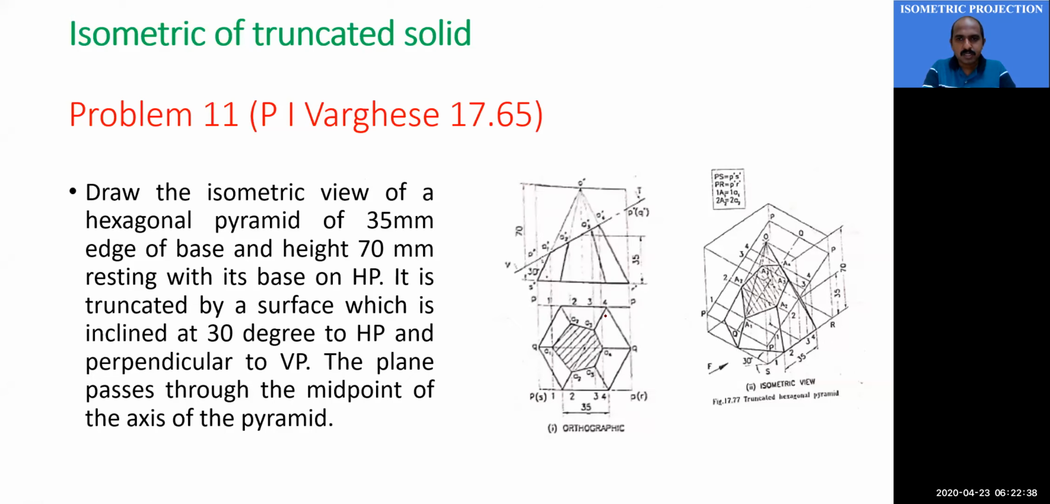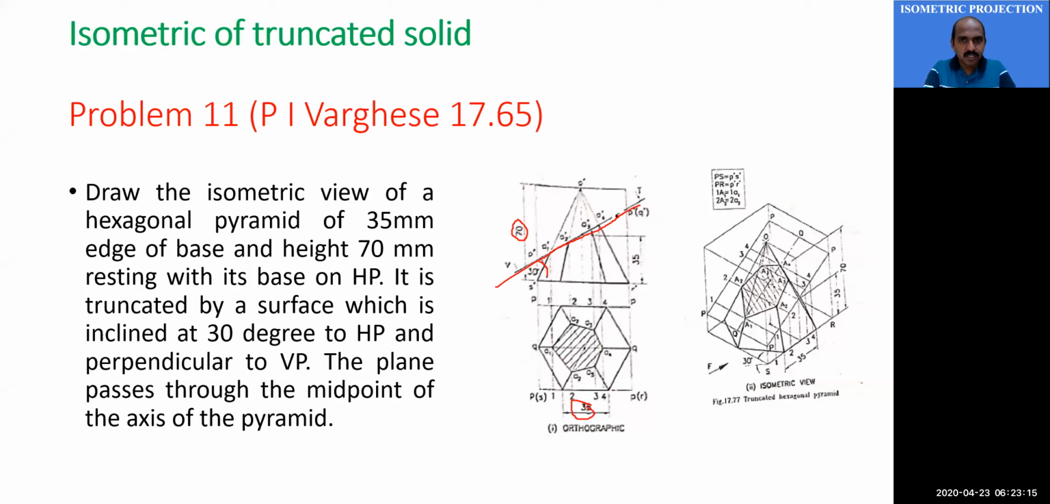So this is the hexagonal top view of the hexagonal pyramid, and the base edge is 35 and height is 70, and this is a section plane. The section plane bisects the pyramid and is inclined 30°. It is shown here, 30° with HP. So initially you draw the top view of the hexagonal pyramid, front view of the hexagonal pyramid.